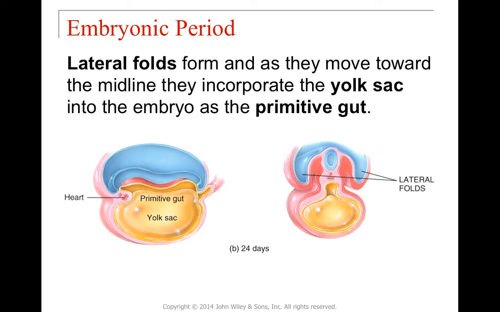So first we have lateral folds that are going to form, and once these lateral folds form, they're going to move inward towards the midline, and they're going to incorporate that yolk sac as the primitive gut. So I told you that yolk sac wasn't entirely going to disappear, right? It's just going to kind of get folded into the developing embryo and become the route by which food enters the body and waste exits the body. So it's going to become the entire digestive tract.